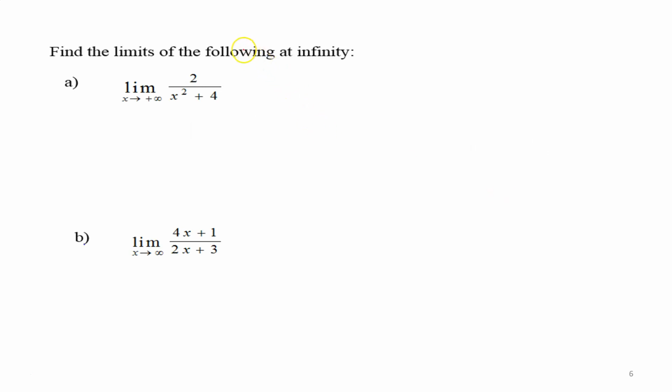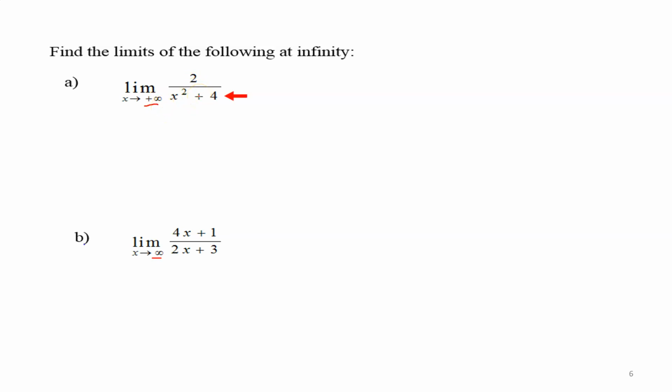Okay, now let's see limits at infinity. Just now was infinite limit. Now limits at infinity. Limits at infinity means when you have, like this, the limit of the function 2 over x squared plus 4, as x approaches positive infinity. You see that the difference is the infinity is here, not as the answer, but as this one. This one is limit at infinity.